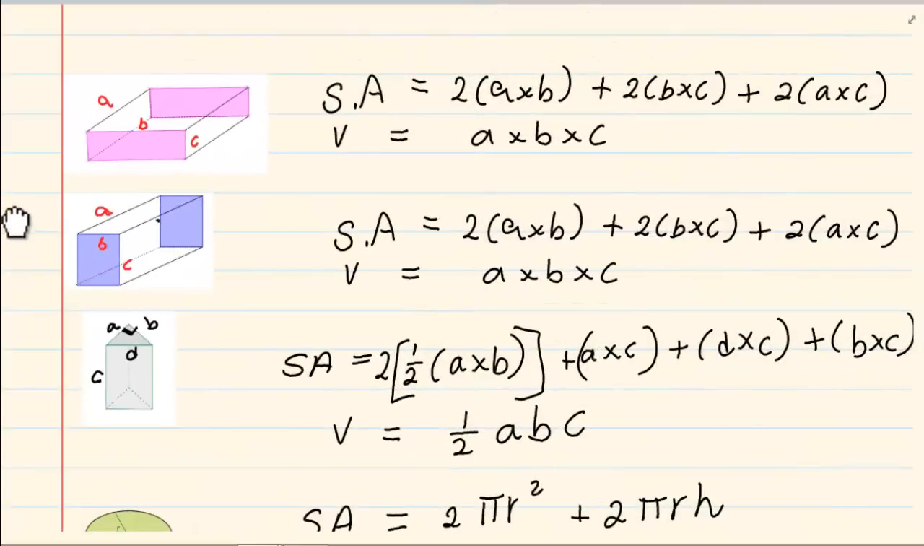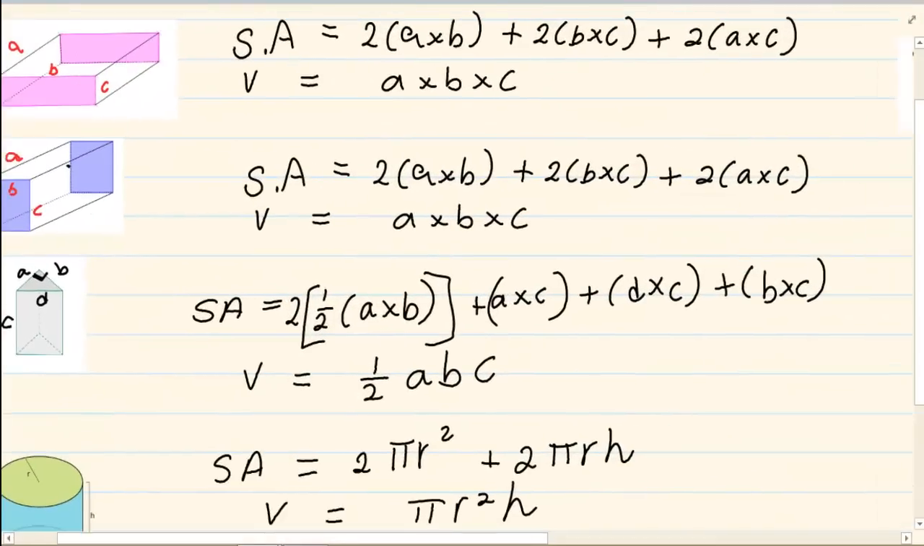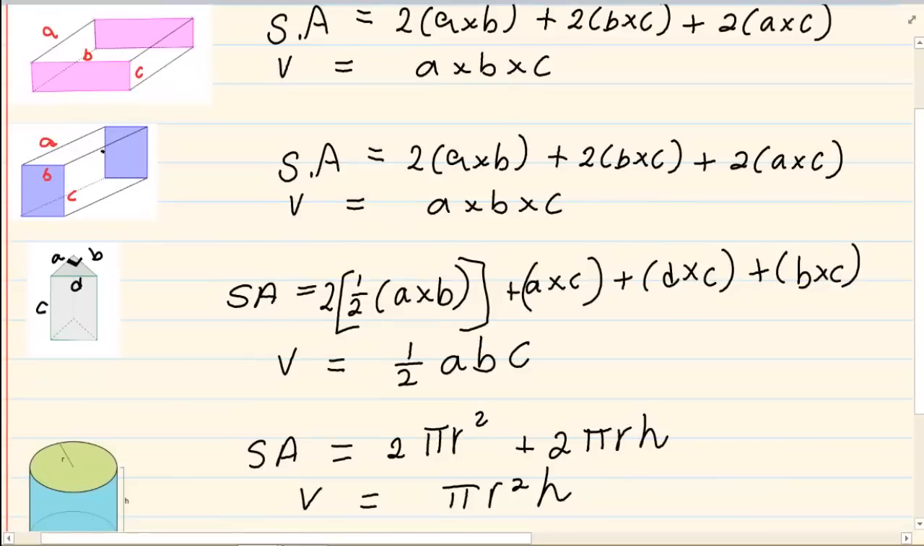Now, if you're looking at the summary, what does it say? It is saying that the surface area is half base times height, but 2 of it. Why 2? Because there are 2 triangles. Then it is A times C, side 1 of the triangle, times D times C, side 2 of the triangle, then times B times C, side 3 of the triangle.